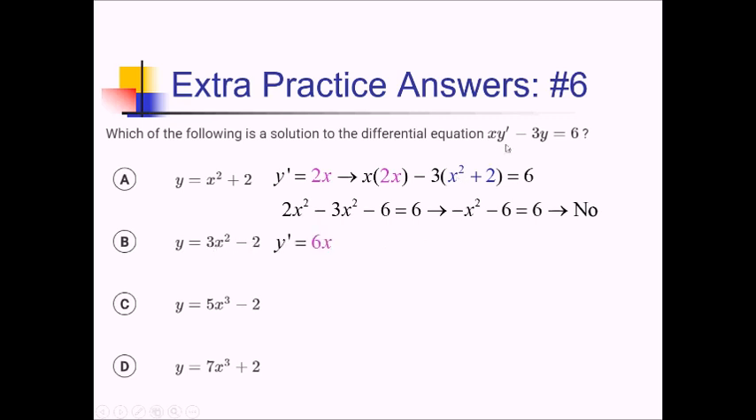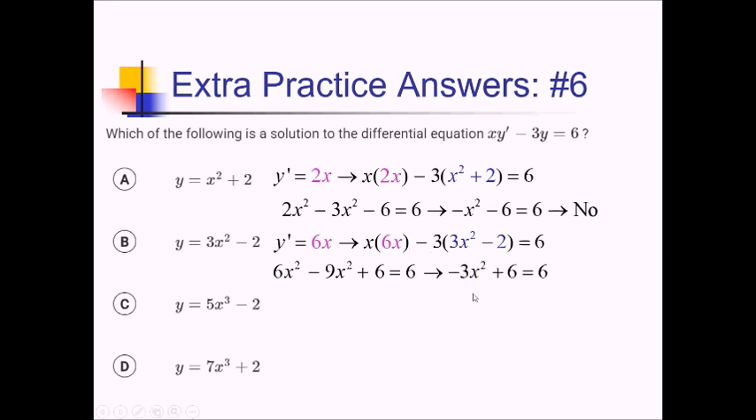Now for this next one, my y prime is 6x. So plugging that in, I have x times 6x minus 3 times 3x squared minus 2. All of that still equaling 6. So we have 6x squared minus 9x squared plus 6 equals 6. And this is negative 3x squared plus 6 equals 6. Same deal as up here. Even if it did work for some x values, it has to work for all x values. Really, we don't want any variables when the dust settles here. So this is going to be another no.